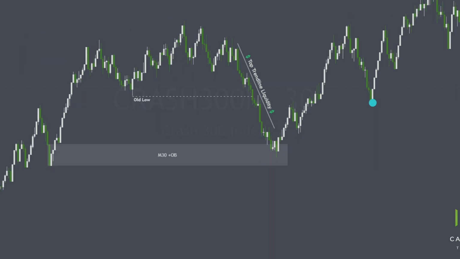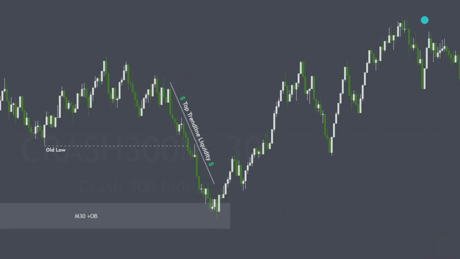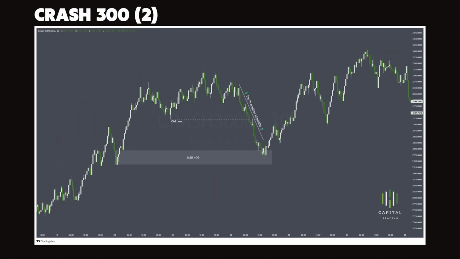Then they dropped and continued to go to the upside. But we don't care about the rest of this movement. All we care about is, we wanted to see if this top trend line liquidity would be covered by price, and that's what happened. Let's jump to another example.